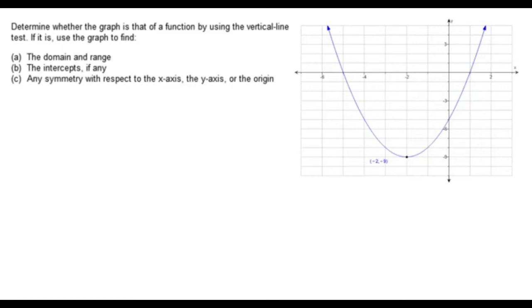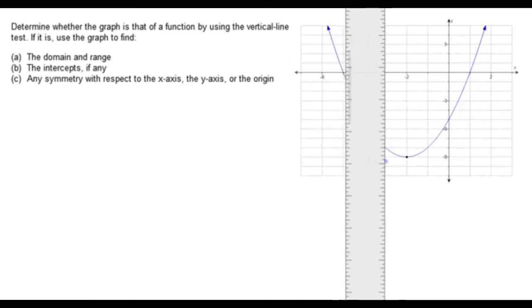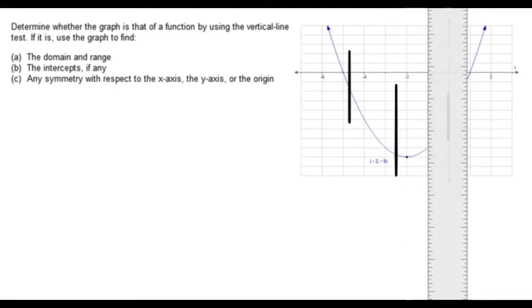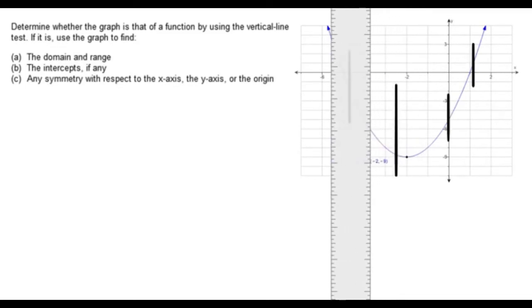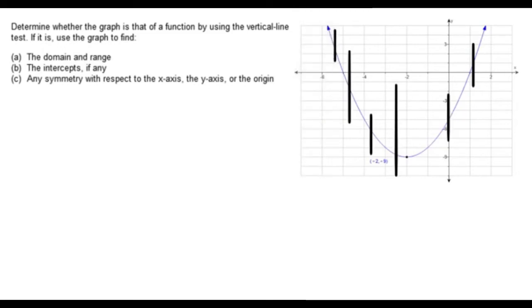So the vertical line test has us drawing vertical lines. Let me use my ruler to draw the vertical lines. We're going to draw vertical lines everywhere we can imagine on the graph. And as we draw these vertical lines, what we're going to pay attention to is how many times the vertical line crosses the graph. So we can see that this vertical line crosses the graph once, this crosses once, this one once, once, and once.